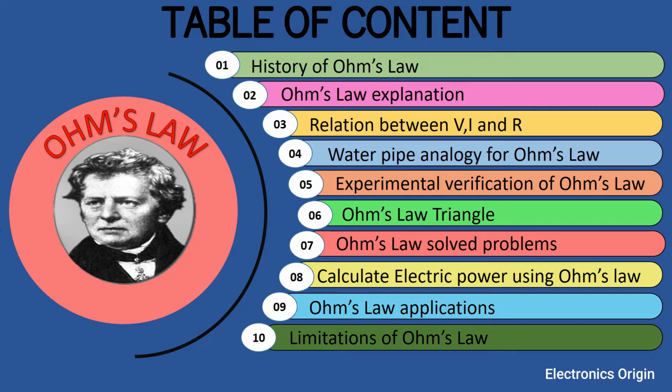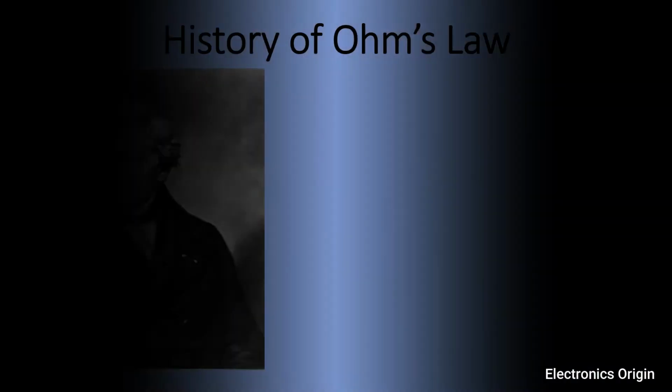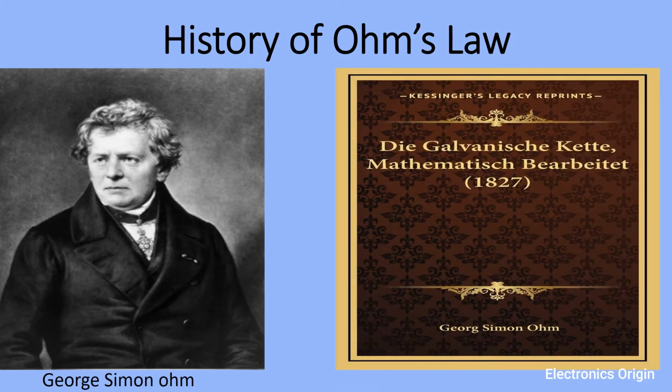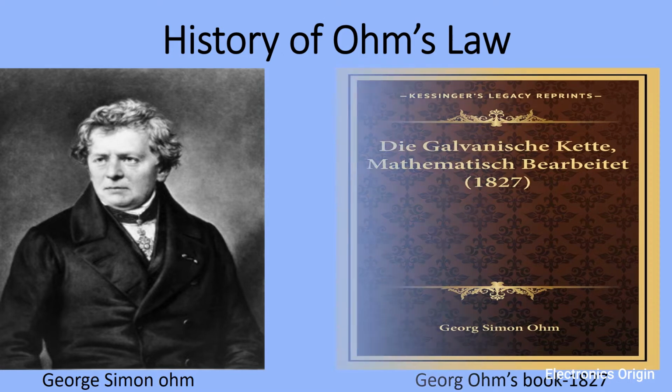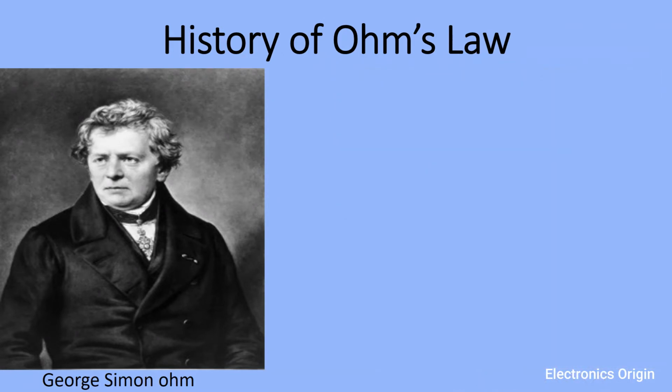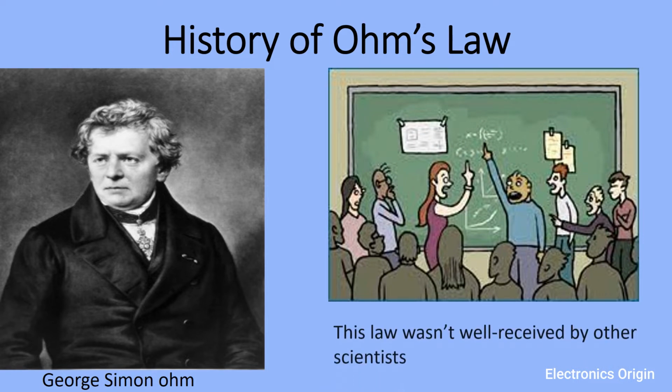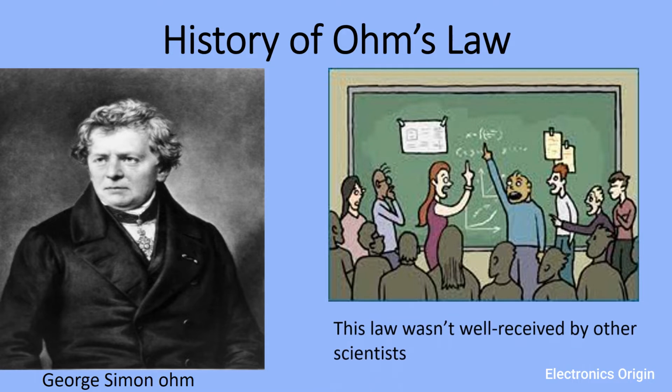Okay, let's see first, history of Ohm's law. In 1827, Ohm's law was introduced in George Ohm's book The Galvanic Chain, mathematically worked out. But despite being so fundamental to the physics of electricity, this law wasn't well received by other scientists and critics at the time. The German education minister of that time considered George Ohm's findings as heresies and said that a physicist who professed such heresies was unworthy to teach science.